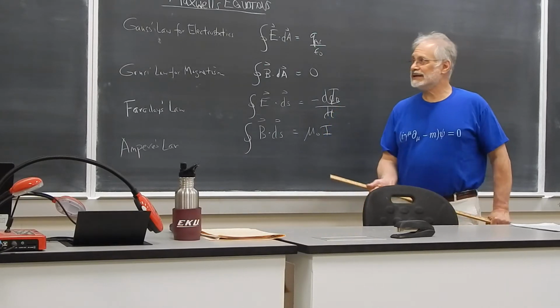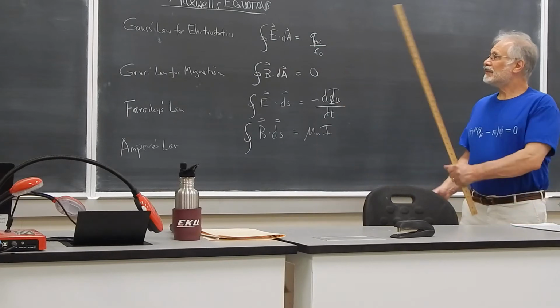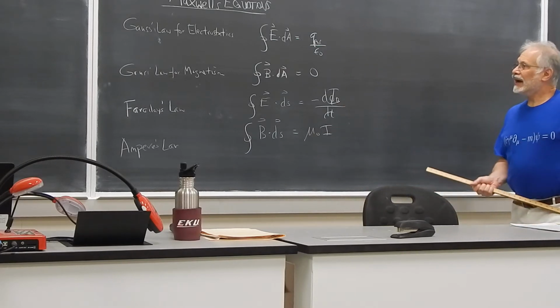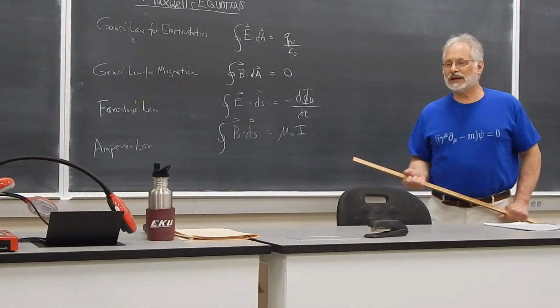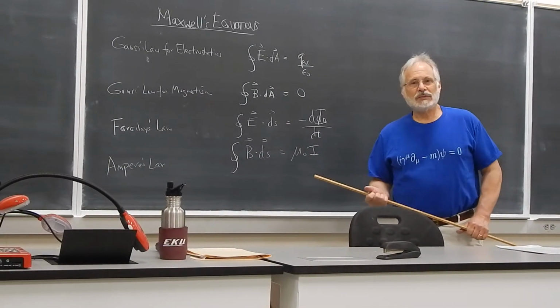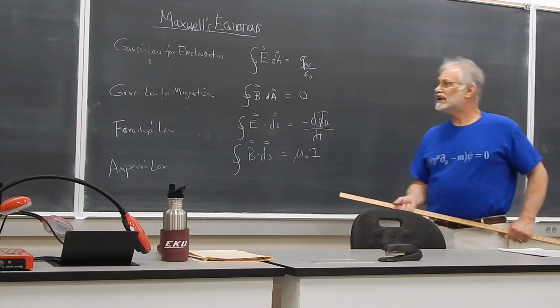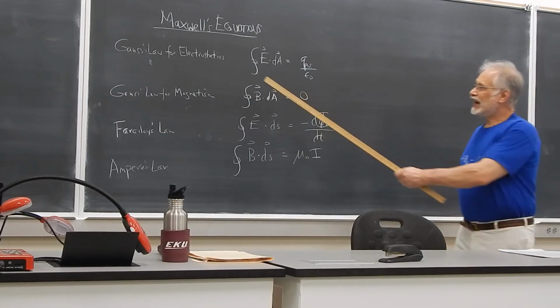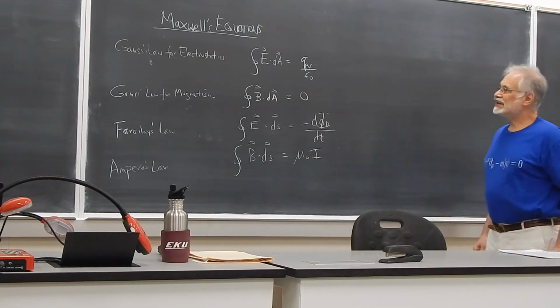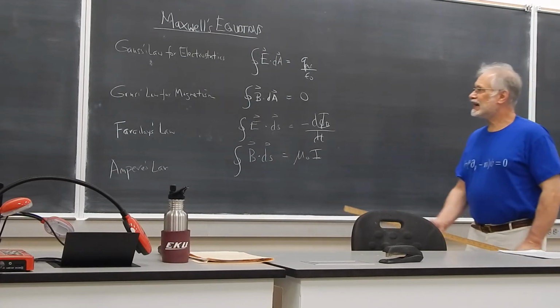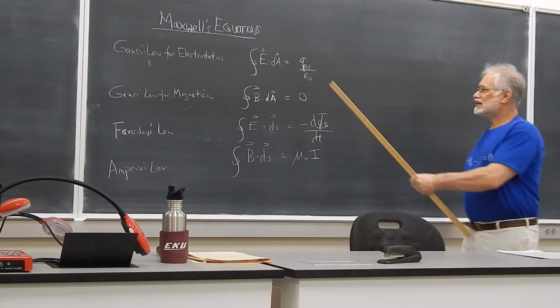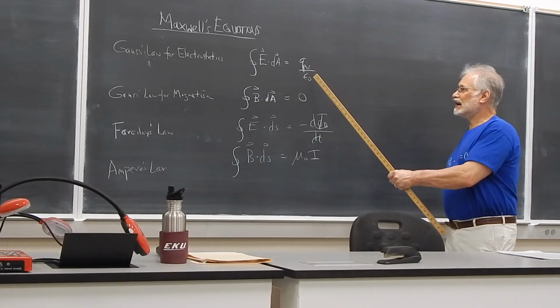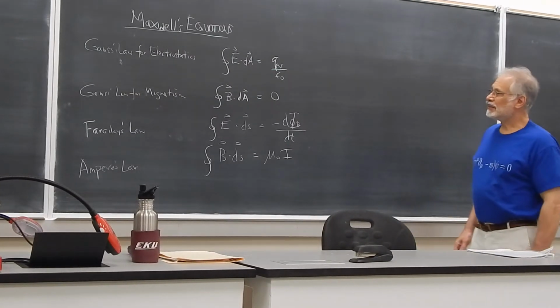Good afternoon. Today's topic is Maxwell's equations. And let's catch up with where we left off last time, and we're going to make a small modification. So, first of all, back in chapter 23, we studied Gauss's law for electrostatics, and that's just the integral of E over an area is equal to the charge enclosed by that area divided by epsilon naught.